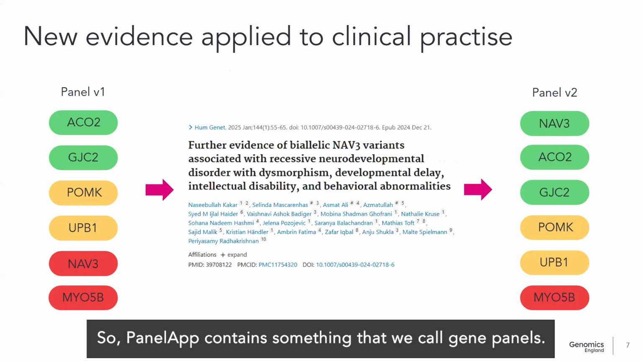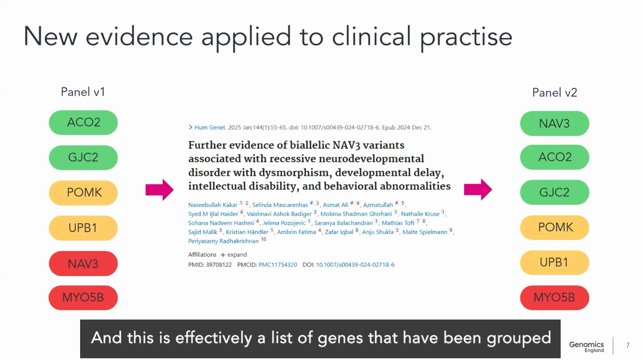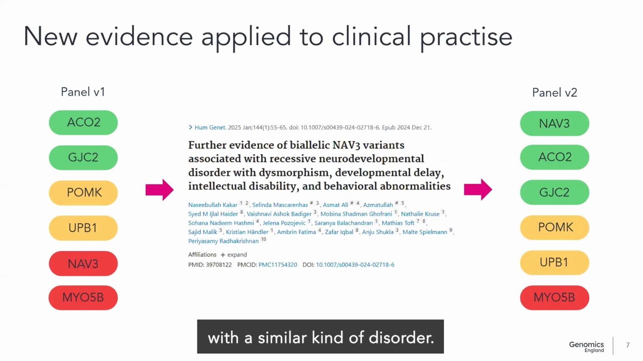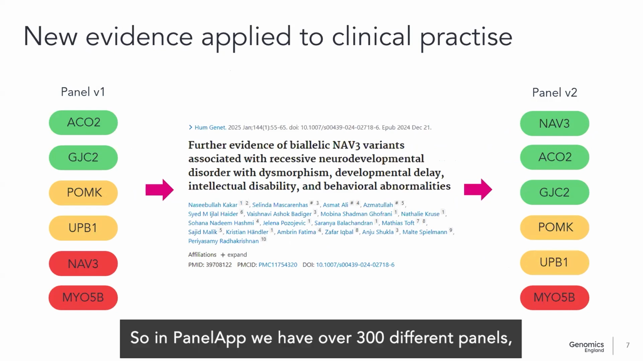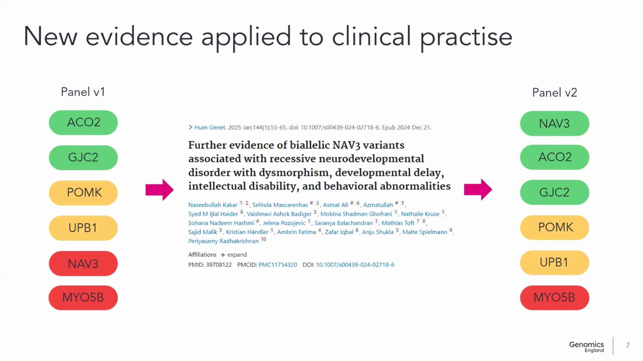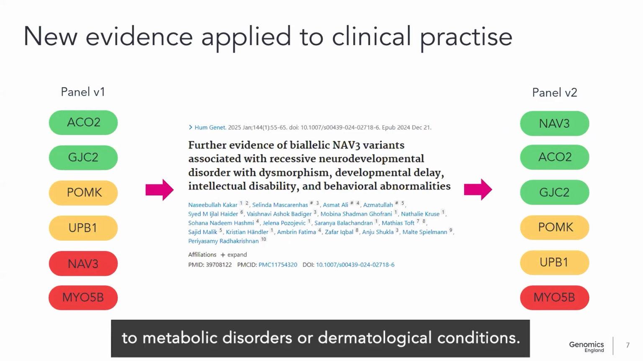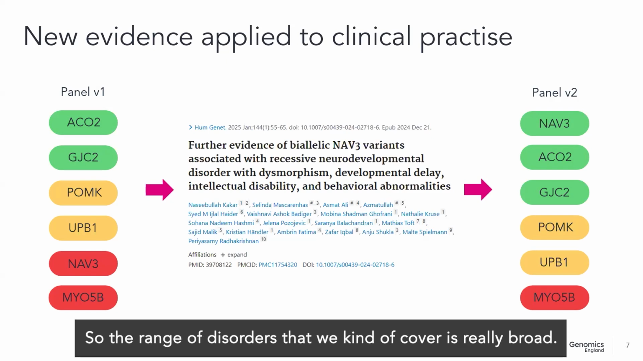So PanelApp contains something that we call gene panels, and this is effectively a list of genes that have been grouped together based on their association with a similar kind of disorder. In PanelApp, we have over 300 different panels, which relate to a variety of different conditions, ranging from neurological disorders to metabolic disorders or dermatological conditions. So the range of disorders that we cover is really broad.